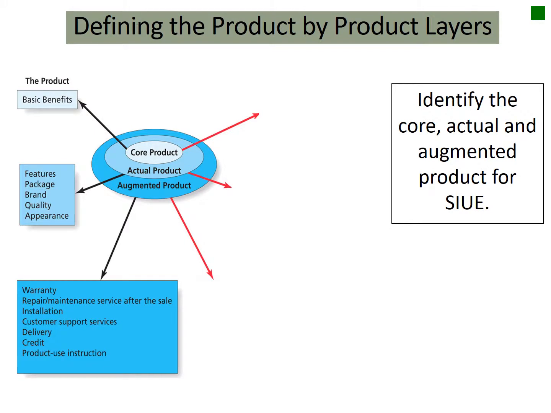Okay, so here's a little exercise. We have the core, the actual, and the augmented product. What we can do is think about these three pieces in the context of SIUE, since this is something that we're familiar with, a university. So in a university setting, think about the elements that we might have in the core product. People who associate with a university are looking for knowledge.